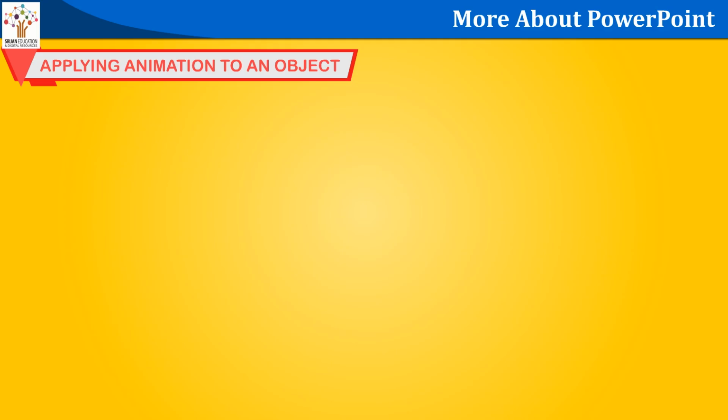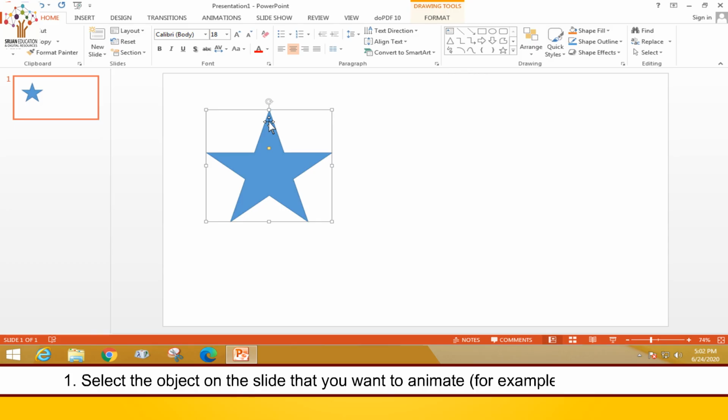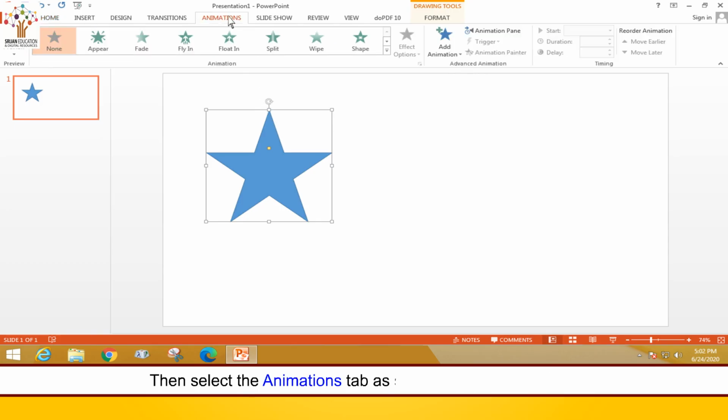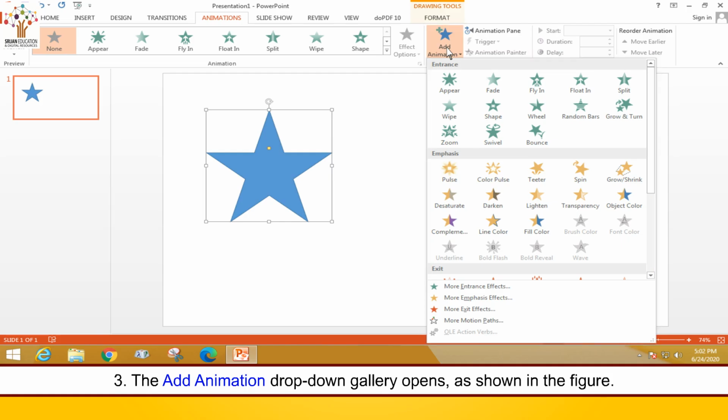Applying animation to an object. To apply animation to an object, follow these steps. Select the object on the slide that you want to animate, for example, a star shape. Then select the Animations tab as shown in the figure below. Click the Add Animation button in the Advanced Animation group. The Add Animation drop-down gallery opens as shown in the figure.